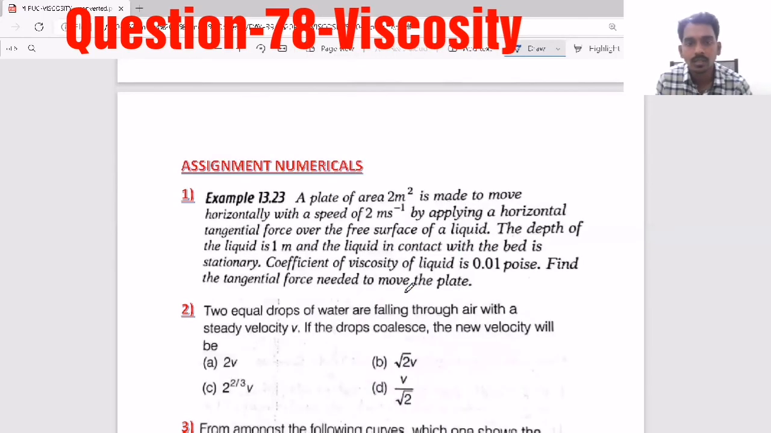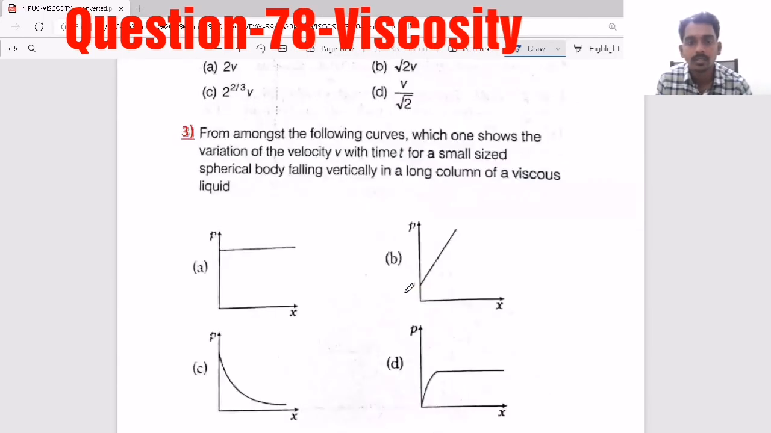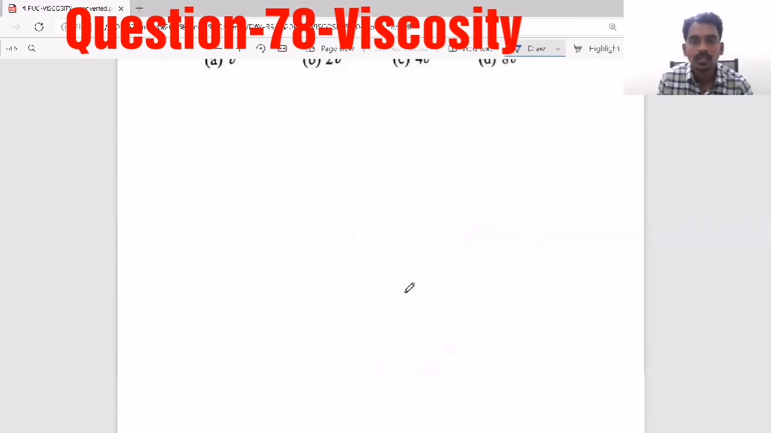So similar questions I have given as an assignment here. Please try to understand and solve them. One small thing is also important, so I'll conclude with it.